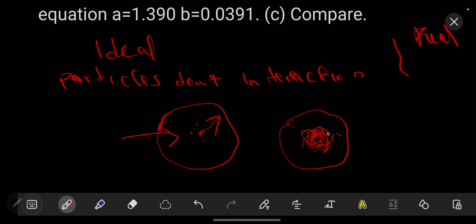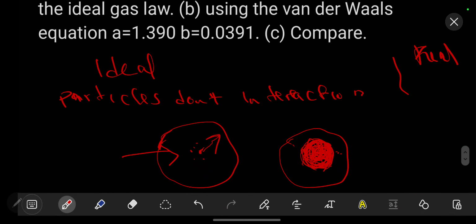Now, under the ideal gas, in order for us to calculate the volume of the container, we have to subtract the volume the particles that are interacting occupy. So due to that difference, there is even a difference in the value produced.